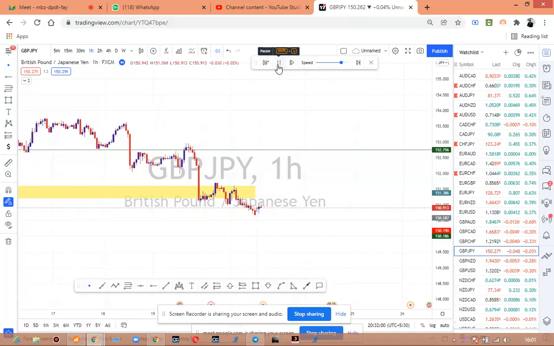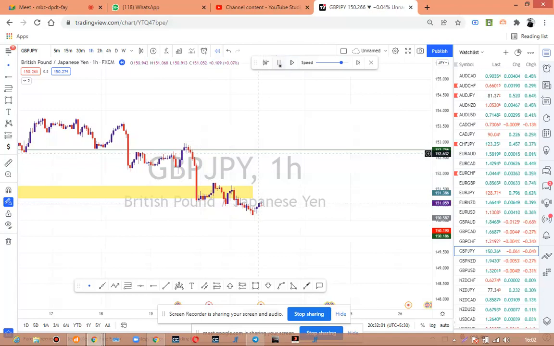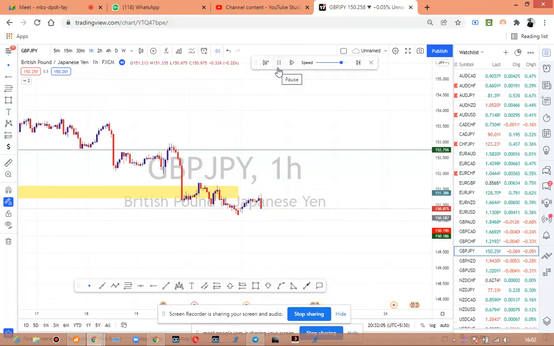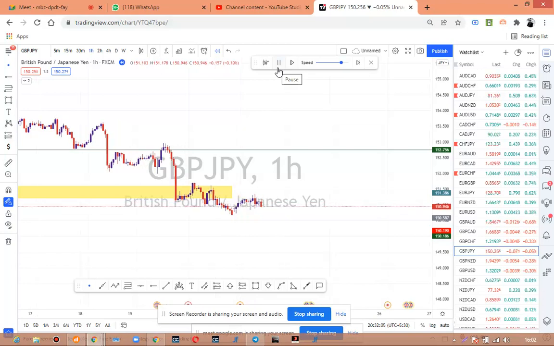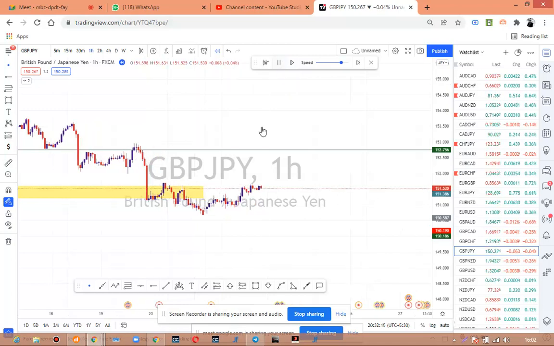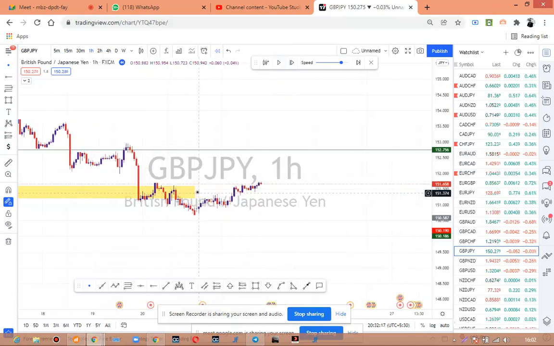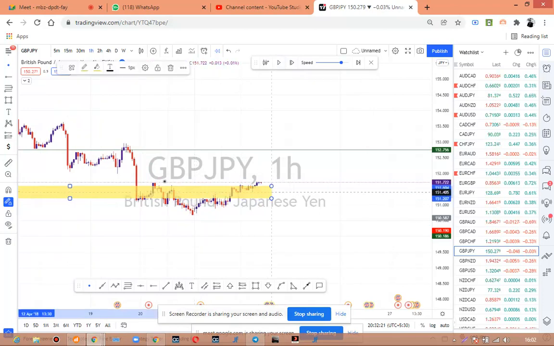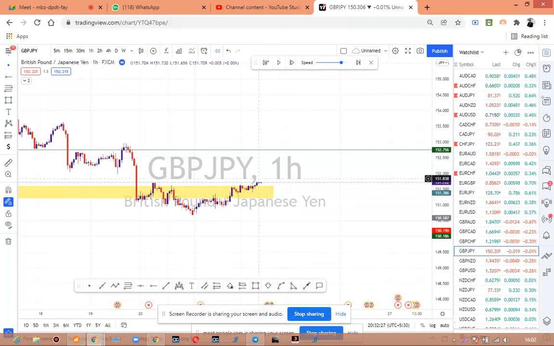Okay, the buyers are not interested. So let's keep playing on and let's see the next price movement. From what I'm seeing here, if the buyers are able to break the line here, it should be a good opportunity to buy. So let me say I took a buy trade here.